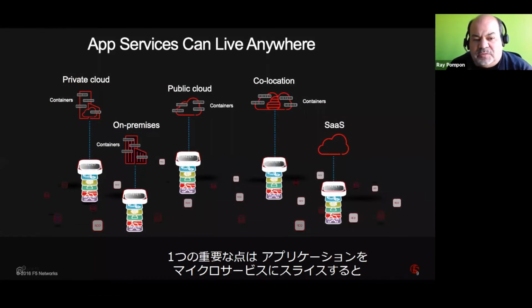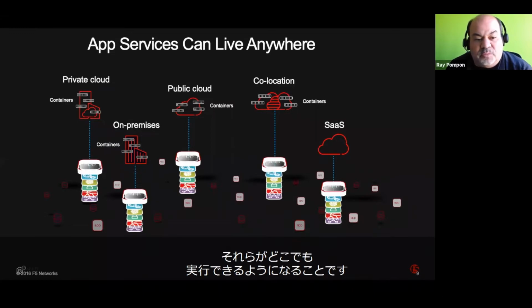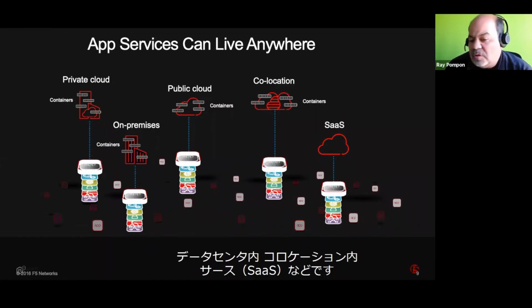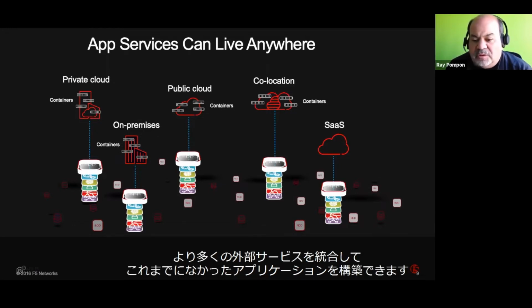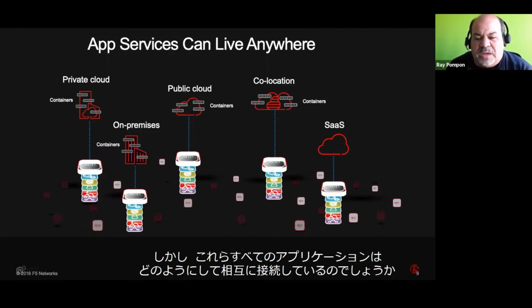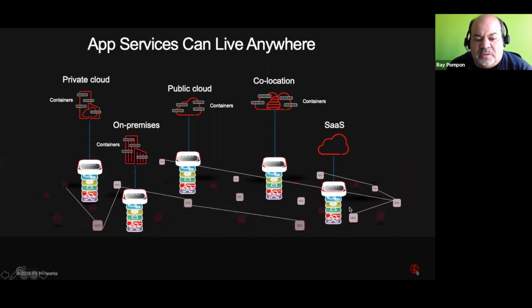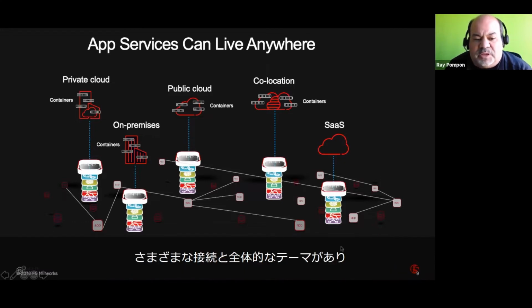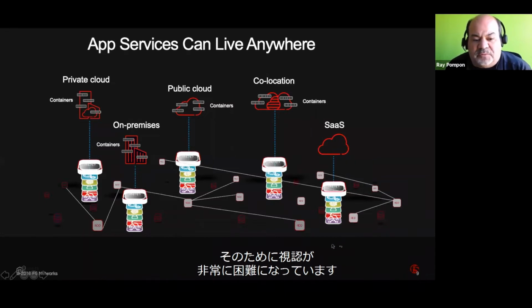One of the big key things is once you slice an application into microservices, they can run anywhere: private cloud, public cloud, within your data centers, within a colo. As a service, you can integrate more external services into an application that you've never had before. But how do all these applications connect to each other? With APIs. So often you have different connections and whole seams of program flow moving throughout an application that may exist in multiple places, which makes visibility very difficult.